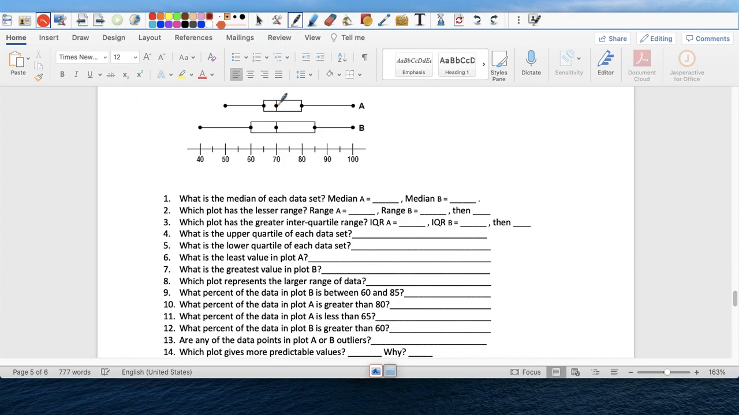For A, here's the median, right? So the median is 70. For B, the median is also 70. Okay, they're the same median.